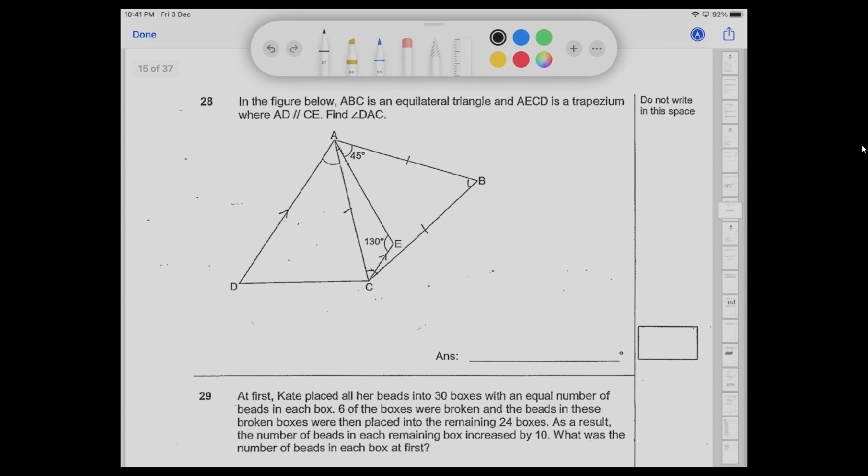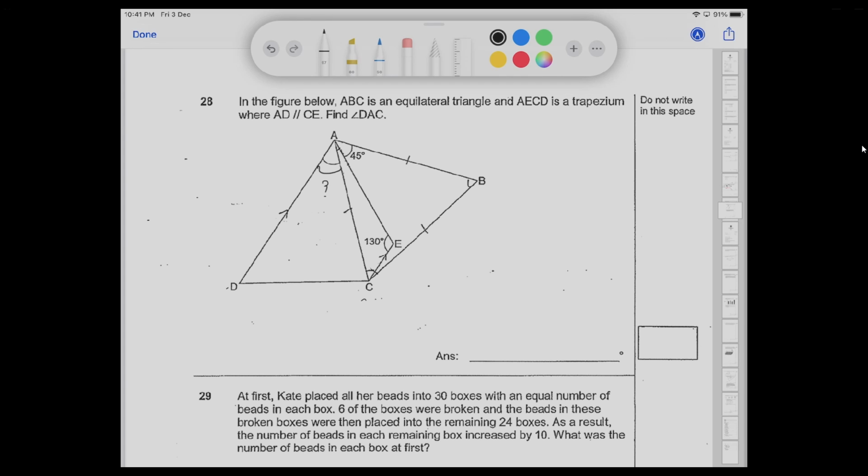ABC is an equilateral triangle, and AECD is a trapezium where AD is parallel to CE. This diagram is quite complicated. We have to be pretty careful in the way we answer this question. Find angle DAC. You want to find this angle. How are we going to find this?